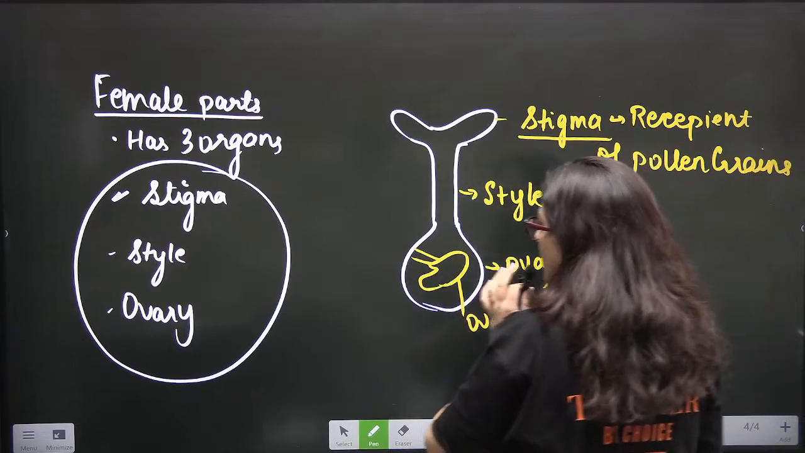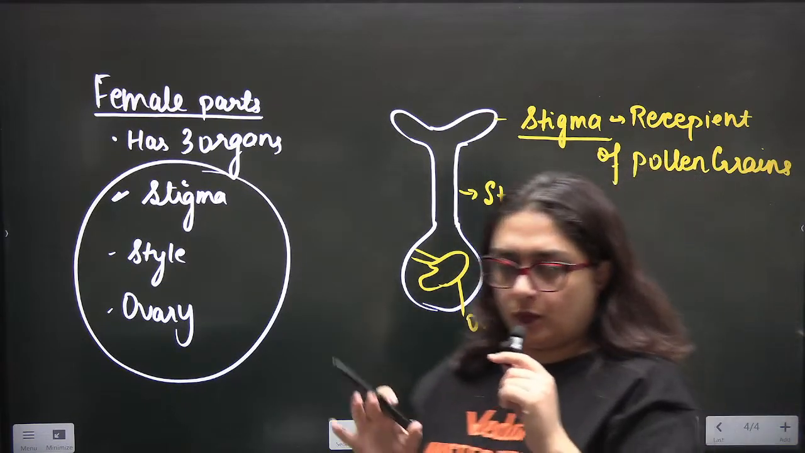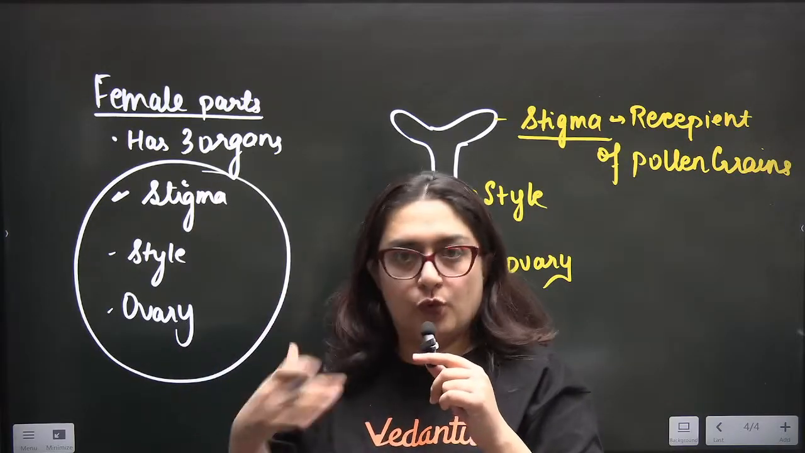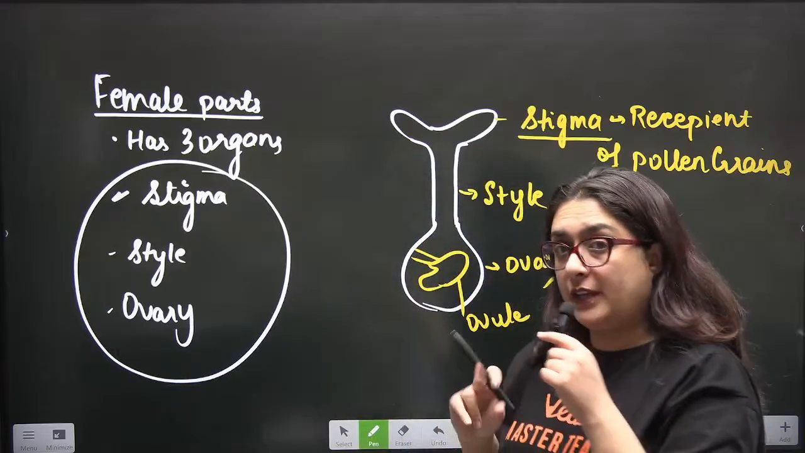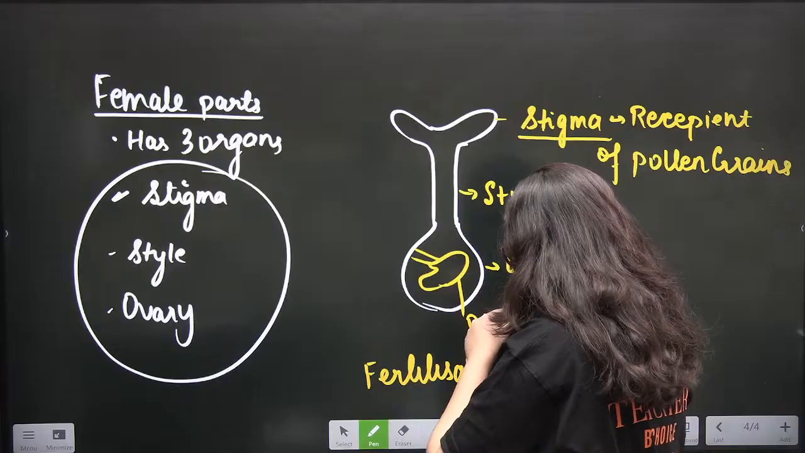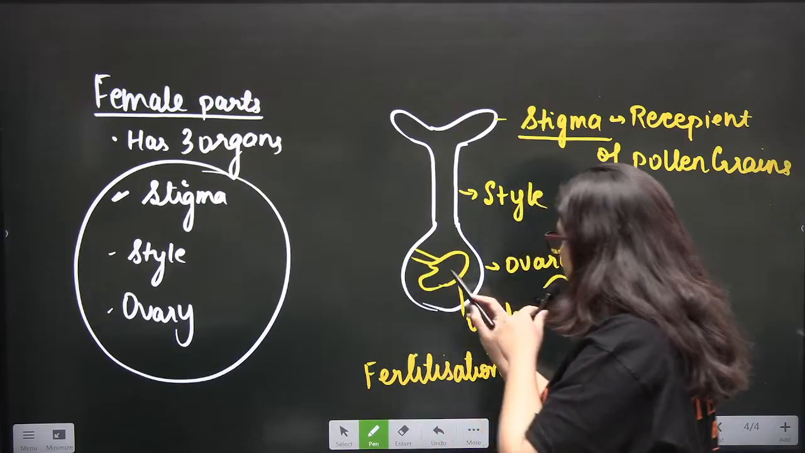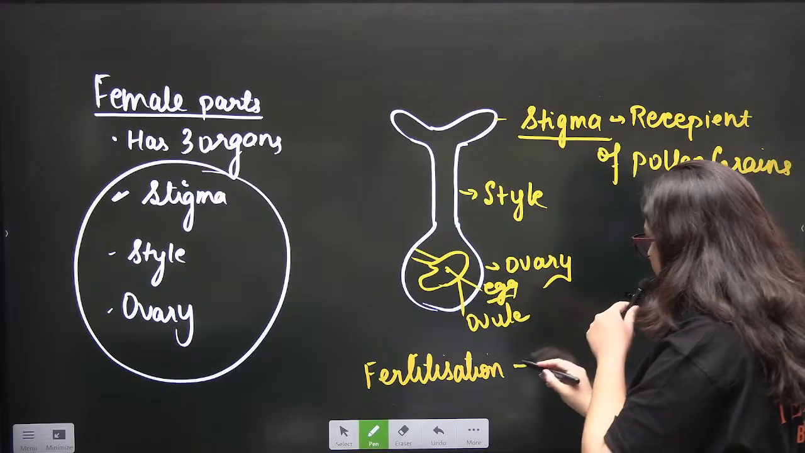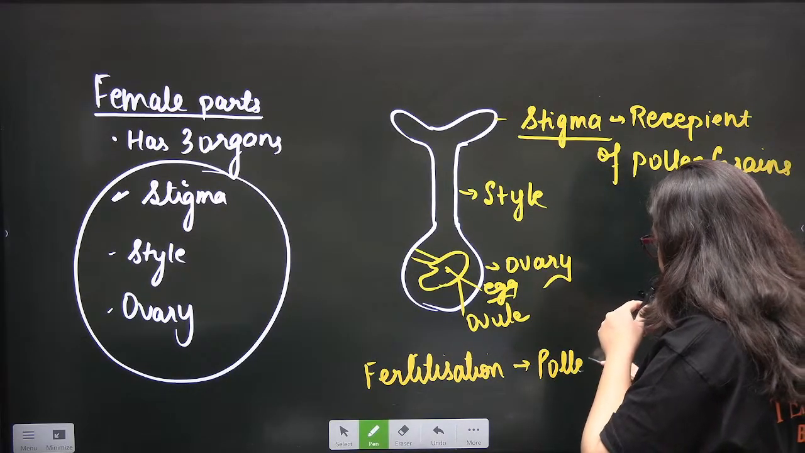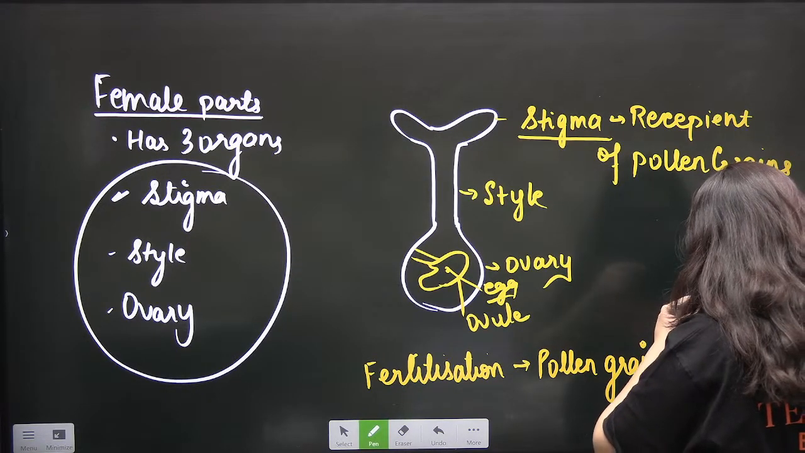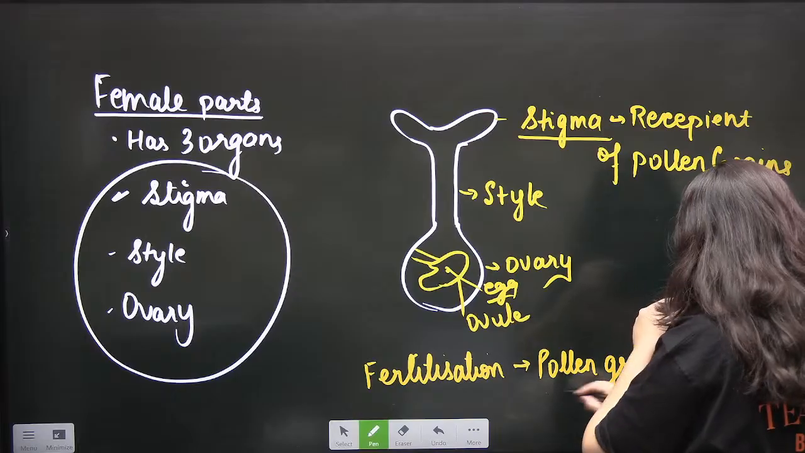Now, to create a new seed, a precursor structure to form a new plant, there should be fertilization between pollen grain and egg, meaning the egg should be present inside this. Okay, done.